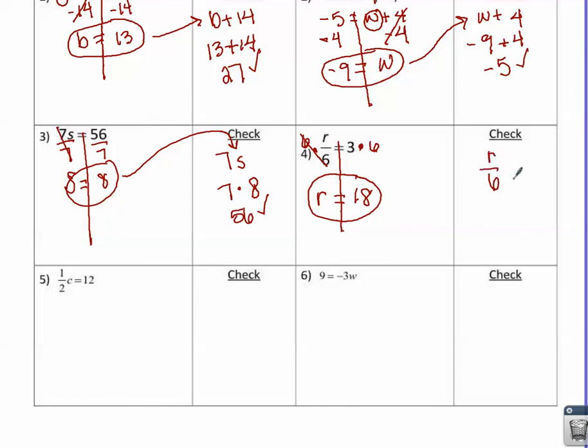r divided by 6. Substitute what you got in for r. 18 divided by 6 equals 3. 3 equals our other side of the equation, 3. So check, you know you did it right. Let's try number 5.